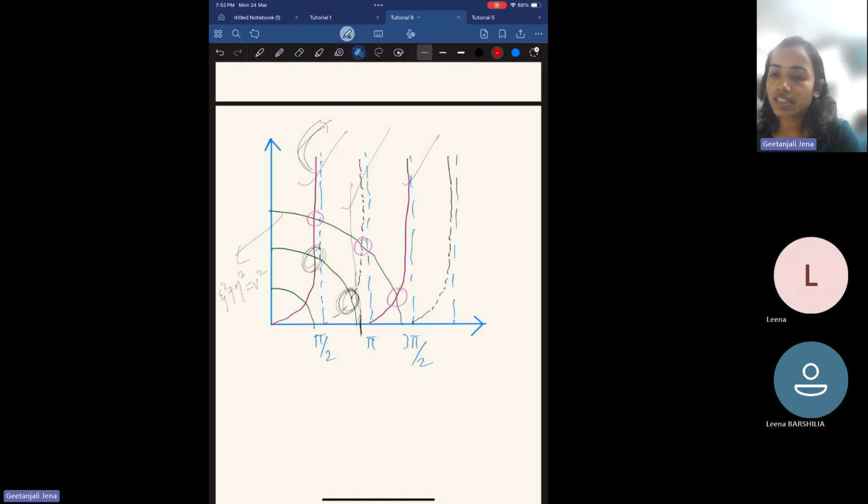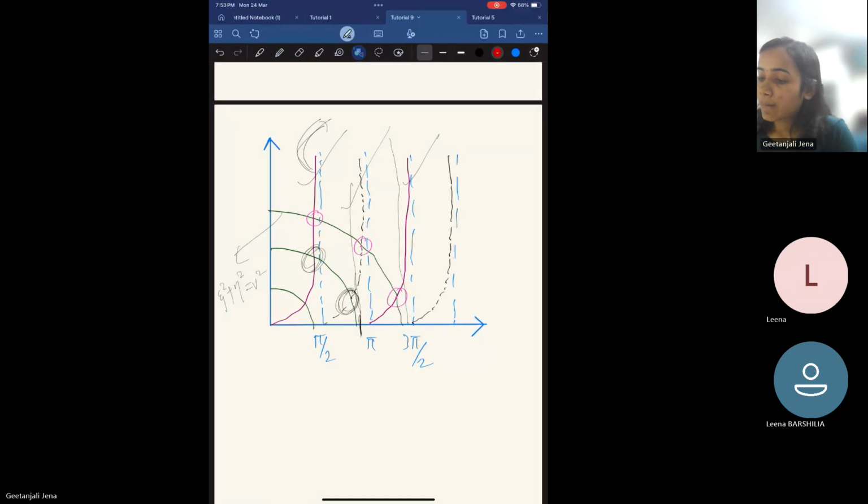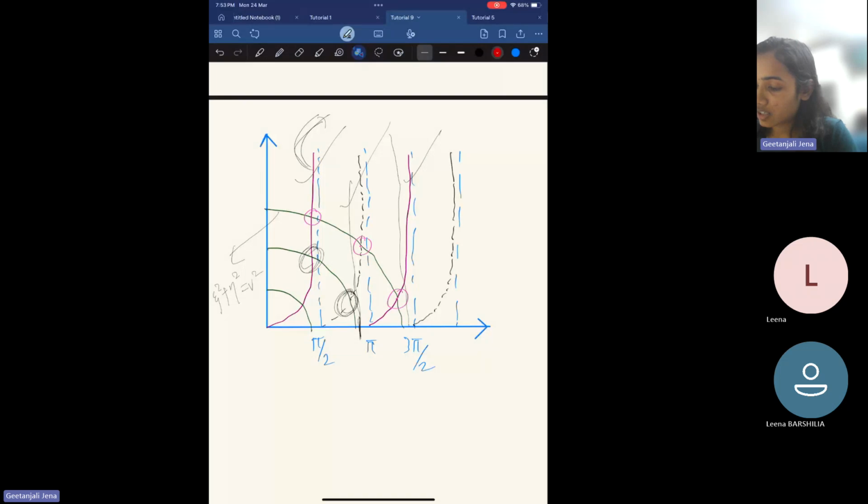Next, let us say we increase the V. So V is now falling in this range. If you see the intersection points, we have three modes. One is T0, one is T1, one is T2.